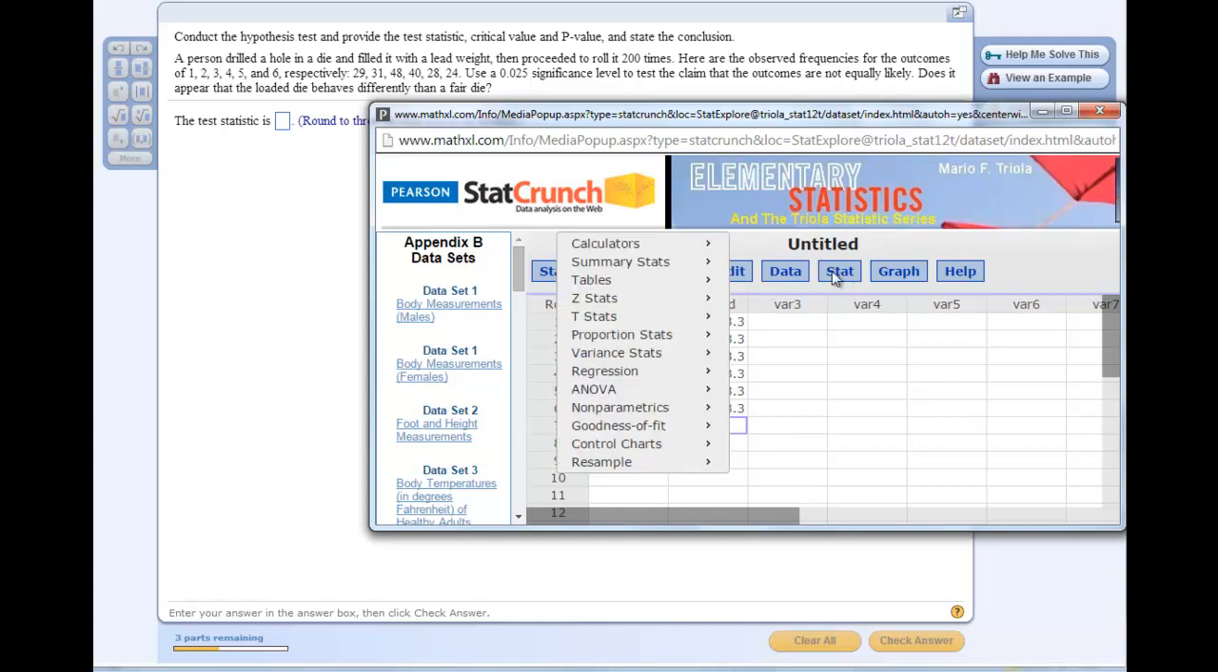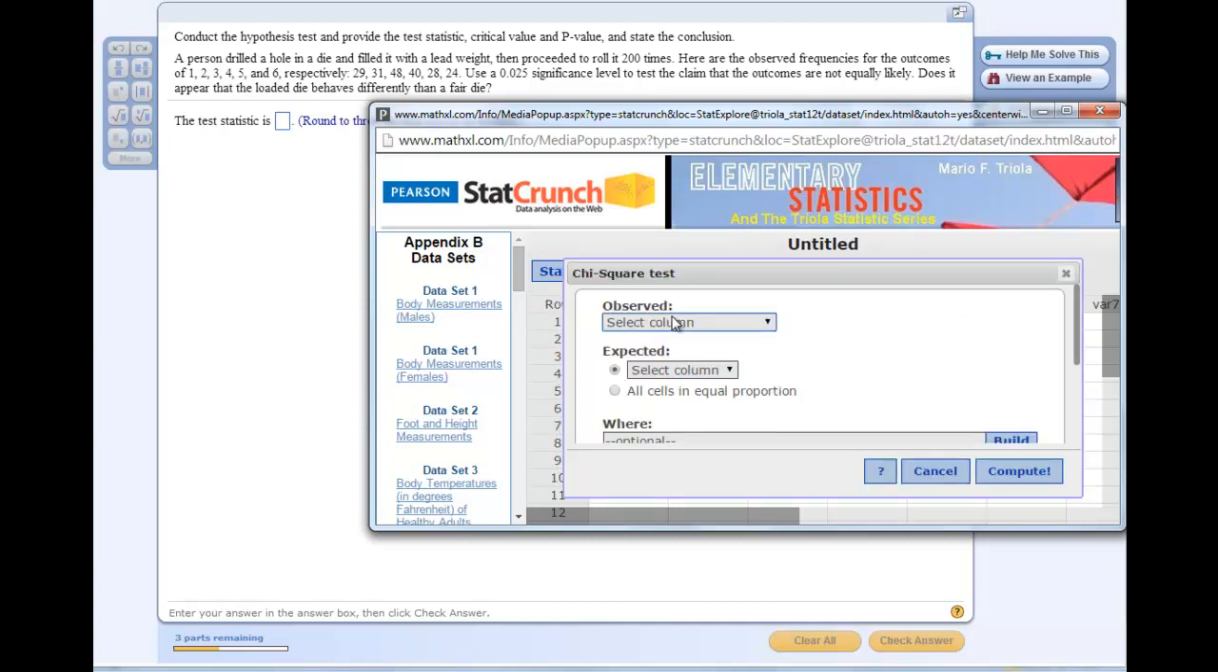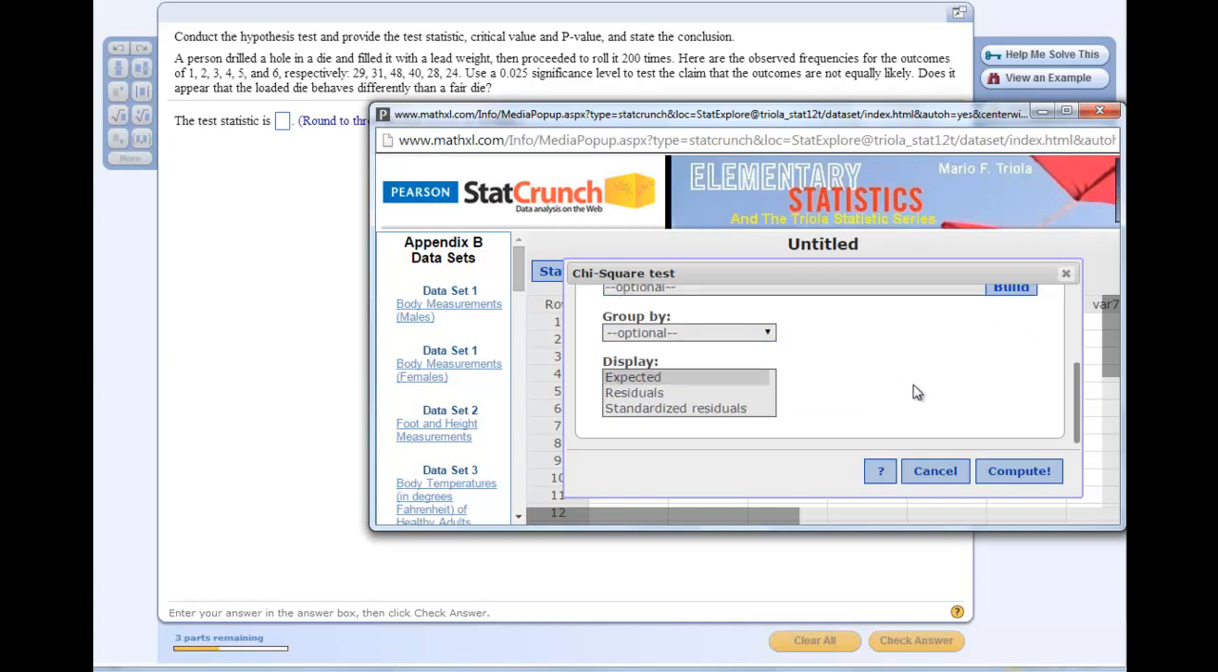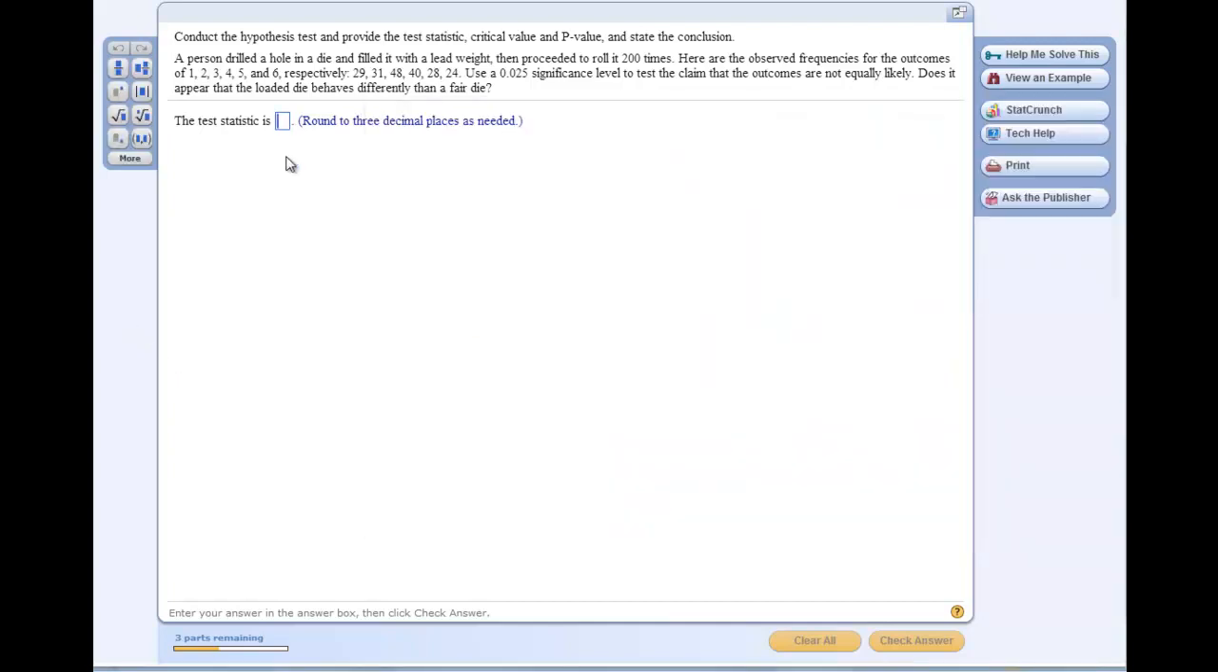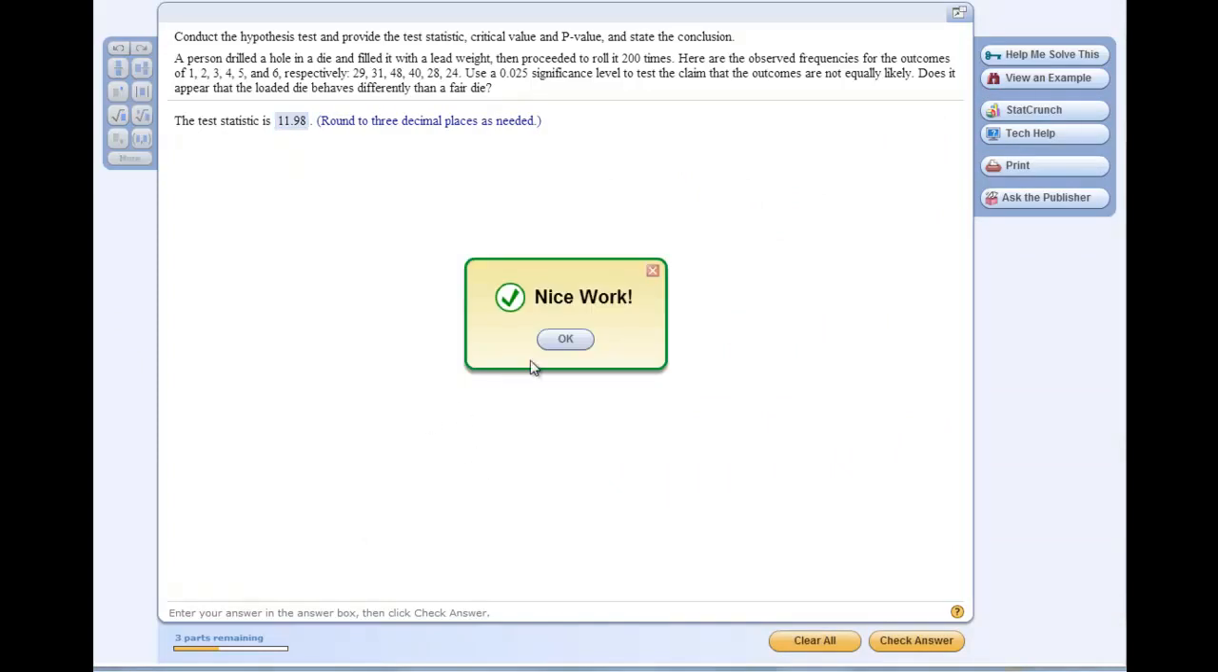So we'll push stat, goodness of fit, chi-square test. Observed, we went ahead and labeled observed. Expected, we labeled expected. Click compute, and we will get a chi-square value of 11.98. So the test statistic is 11.98.